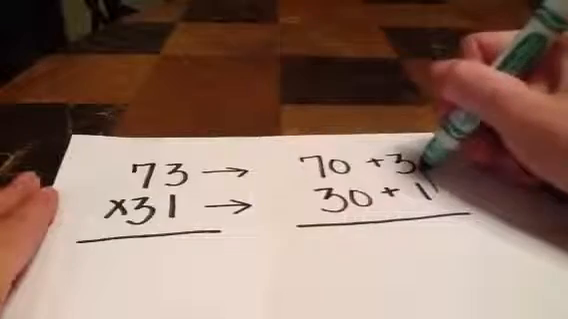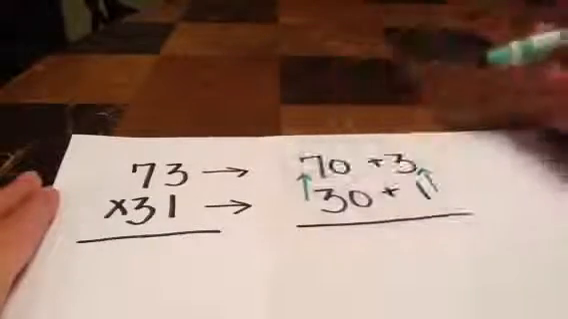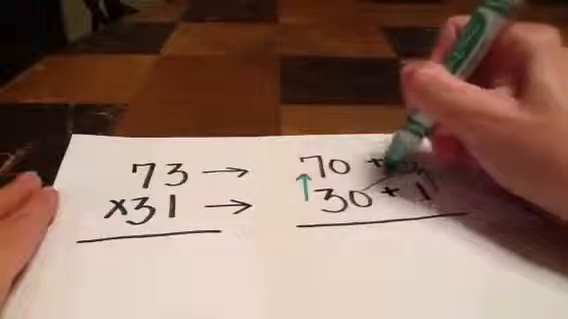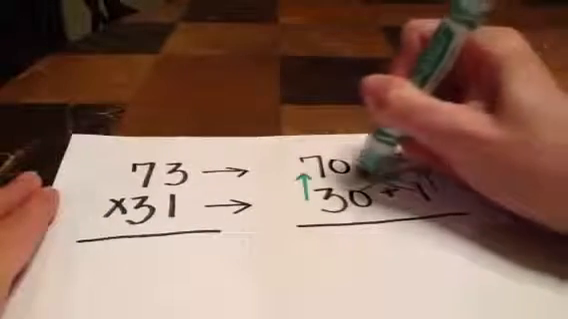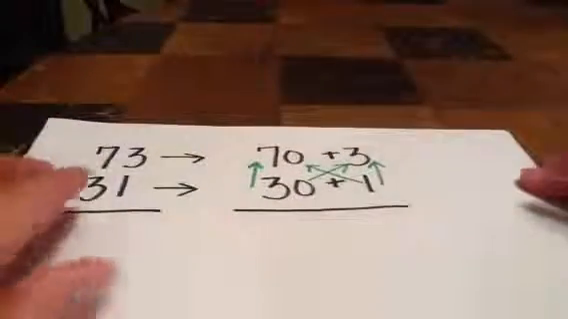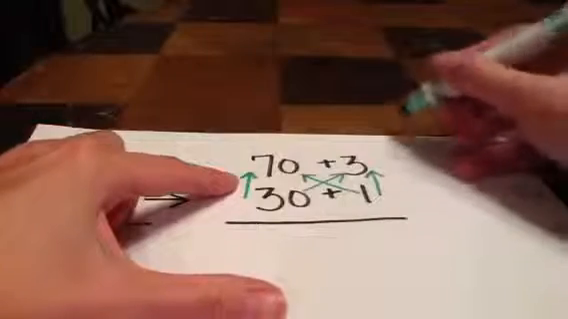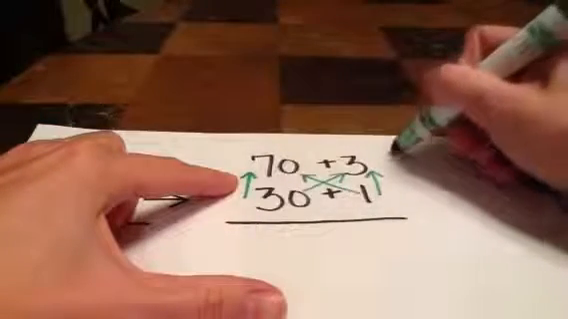So I'm going to draw 4 arrows, 2 that go up and 2 that make an X. Every time I draw an arrow, I'm going to multiply those numbers together. So I like to do my up-downs first. So my first arrow going up is 30 by 70.